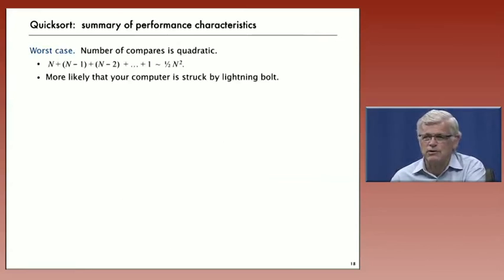So in the worst case, Quicksort is quadratic. So complexity is going to tell us that it's a quadratic algorithm. That's what its worst case is. But with the random shuffle, it's more likely that this lecture will end because of a lightning strike, or your computer will be struck by a lightning bolt. So we can discount that.